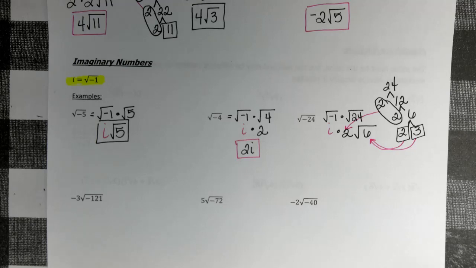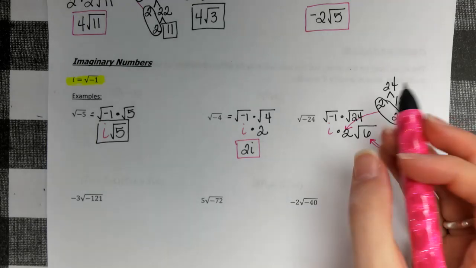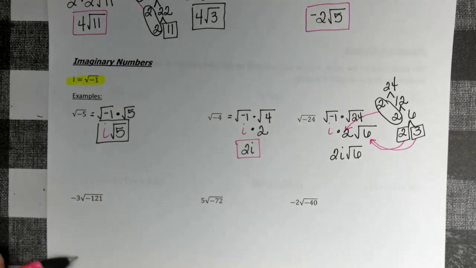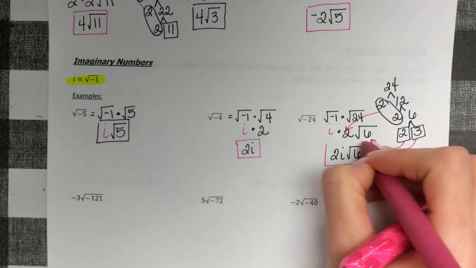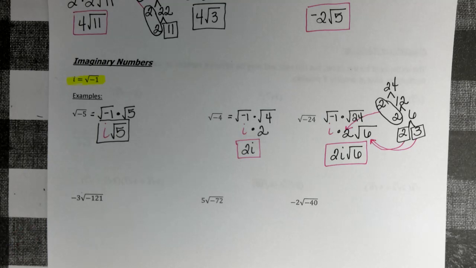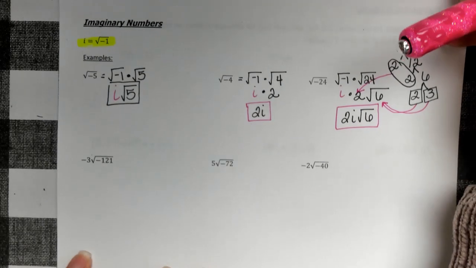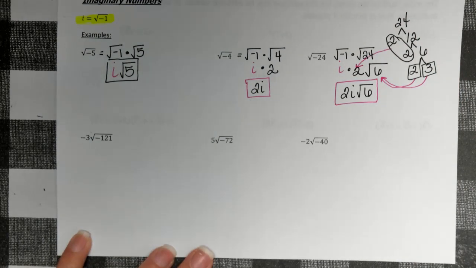So now, how do I write that? 2I square root of 6. We good with that? Okay, just the moment you see a negative, just know you have to take an I out, okay?